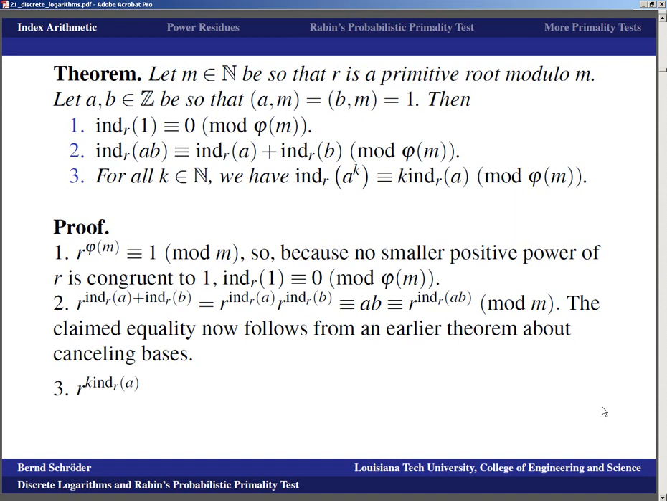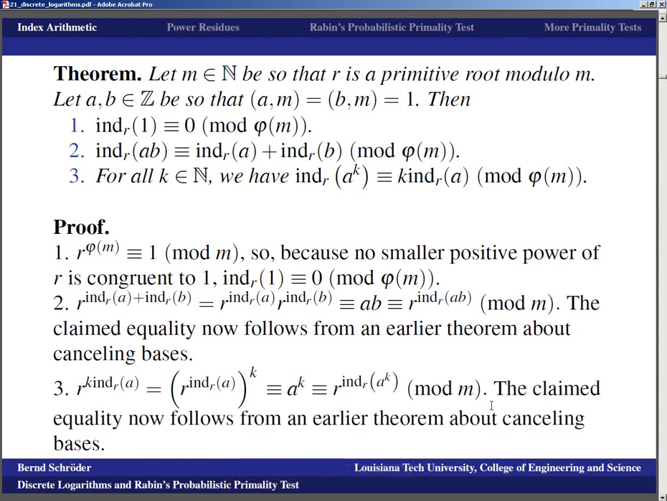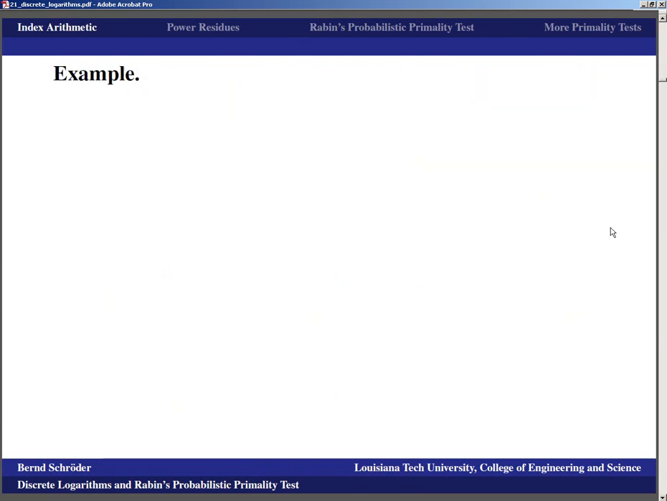And that means that the next result should work very similarly, right? r to the k times the index of a to base r is r to the index of a to base r, raised to the k. That's a to the k, and that's, of course, r raised to the index of a to the k to base r, all modulo m. And again, we cancel the bases and get that the index of a to the k to base r is equivalent to k times index of a to base r modulo phi of m. And yep, that's it. So we've got logarithm laws.